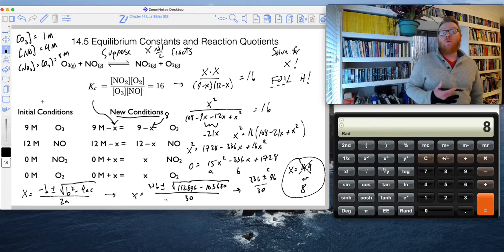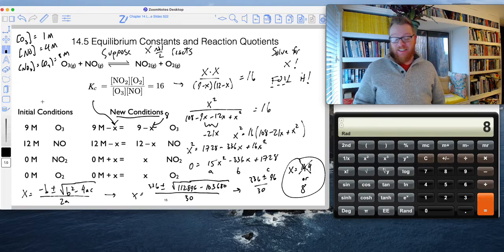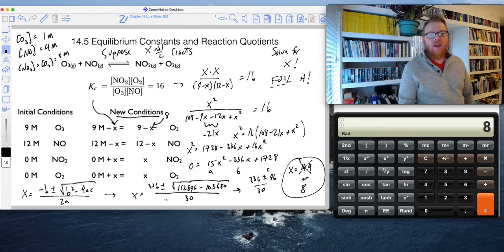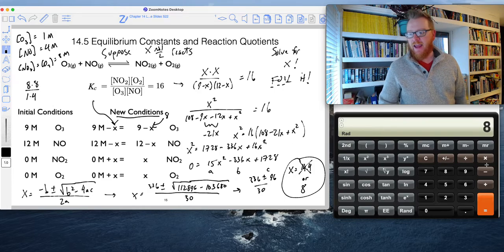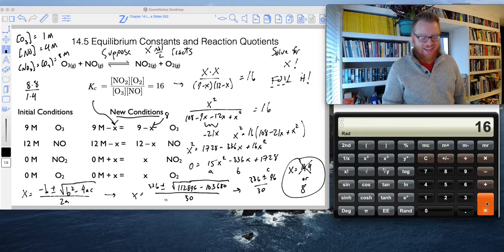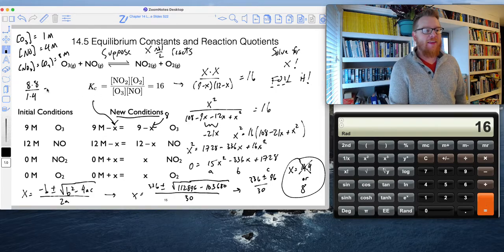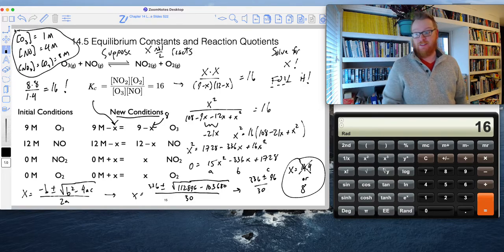And so now we could even test to see that we got these concentrations correct by plugging them back into the expression. So let's do that. We know NO2 and O2 are both 8, so that's going to be 8 times 8. And then we know O3 is 1 and NO is 4, so divided by 1 times 4. Okay, check it out. 8 times 8 is 64, divided by 4 equals 16. Hallelujah. These are the right equilibrium concentrations. Woo!